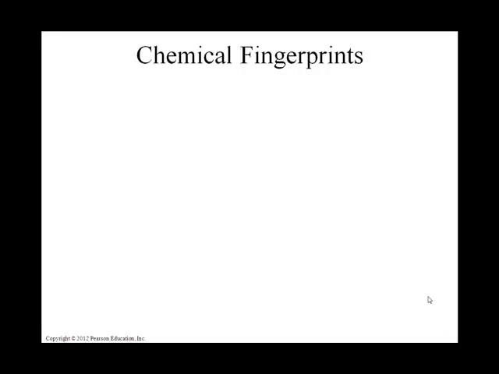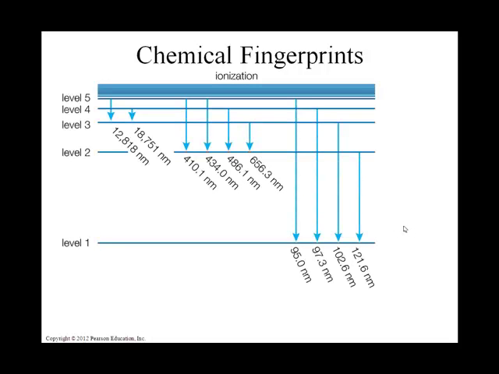So let's look at some examples of how we can use spectra as a type of fingerprint. For instance, if we look at the hydrogen atom, now the more complicated the atom, the more complicated the element, the more complex the spectral lines can be. The good thing about hydrogen is that it has only one proton in its nucleus, and if it's neutral, hydrogen only has one electron.